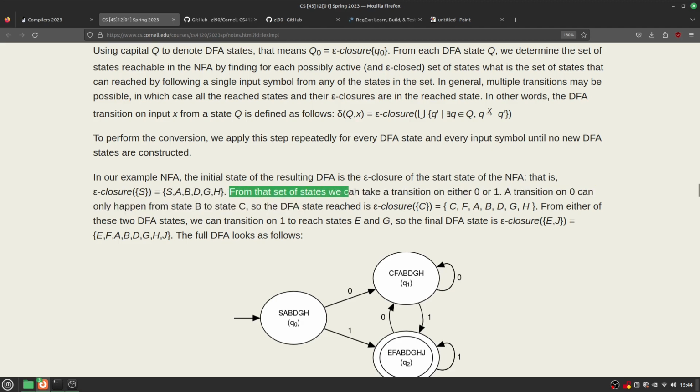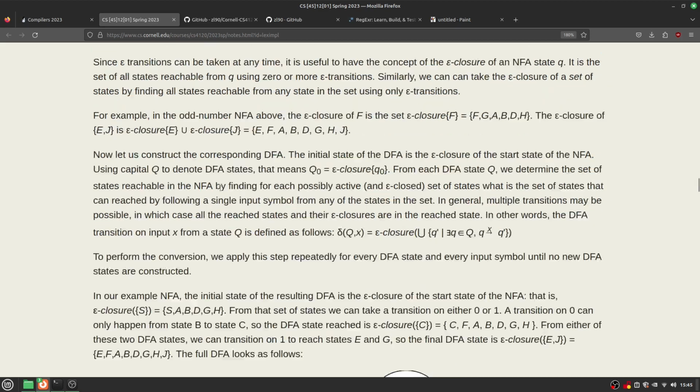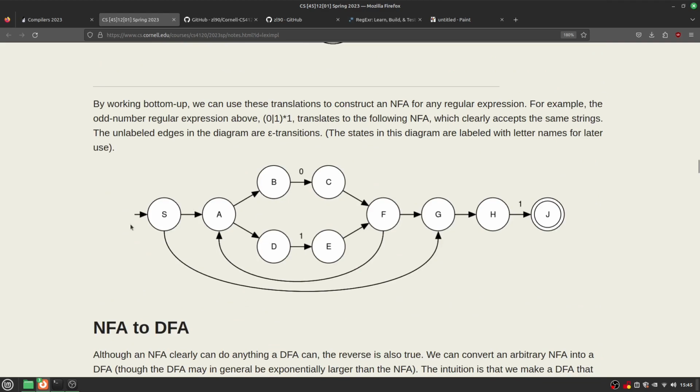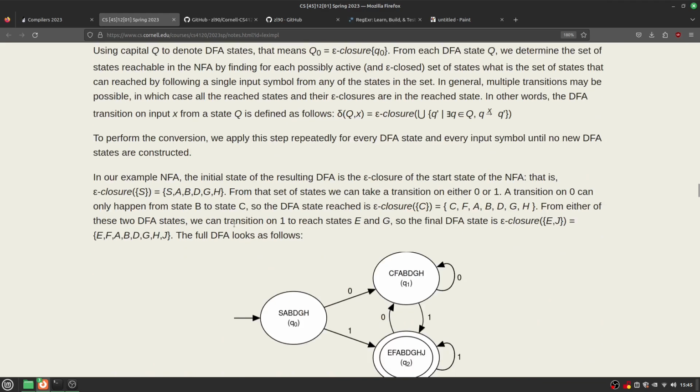From that set of states, we can make a transition on either 0 or 1. In our example NFA, we start here. From that set of states, we can make a transition on either 0 or 1. A transition on 0 can only happen from state B to state C.